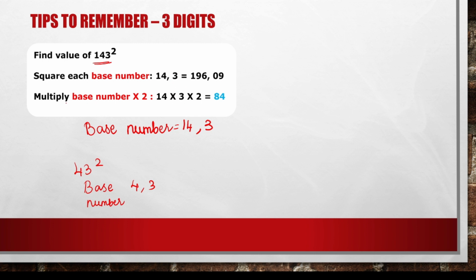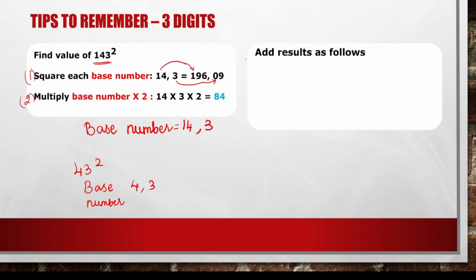And then as per our first step, we have to square each base number separately. So 14 square is 196 and 3 square is 09. Again, you have to add a 0 in the prefix because when we square a number, we always want to have a two-digit number. And then in our second step, we multiply the base numbers and then by 2. So the base numbers are 14, 3. So 14 multiplied by 3 multiplied by 2 is equal to 84.